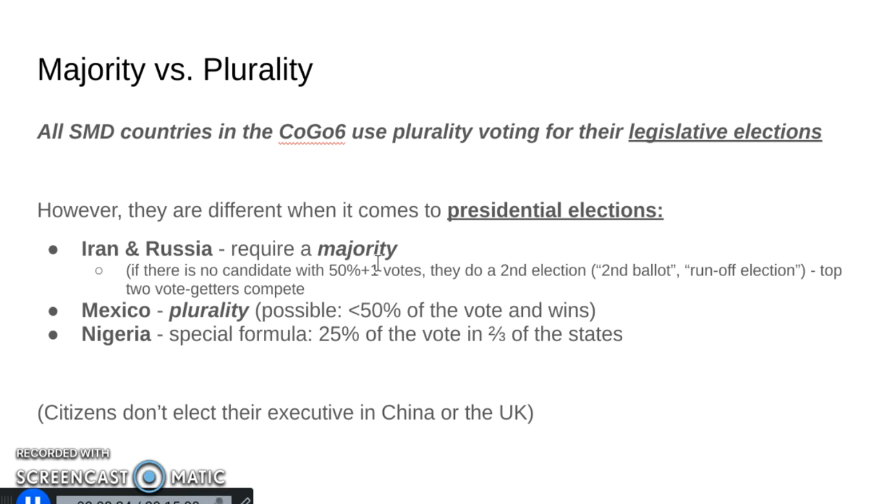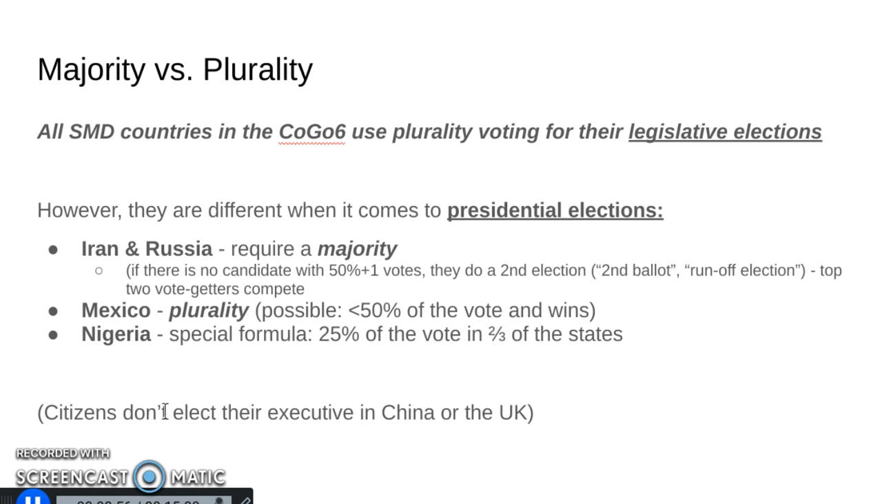In Mexico, you can win the presidency with less than 50% of the vote as long as you got the most number of votes, the plurality. And Nigeria is a plurality with a special formula that a candidate for president has to get 25% of the vote or more in at least 2/3 of the states. And that, of course, is to deal with making everybody from all the different ethnic groups feel that they are represented properly or adequately.